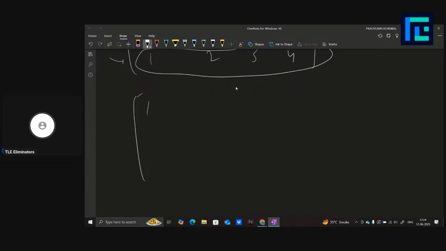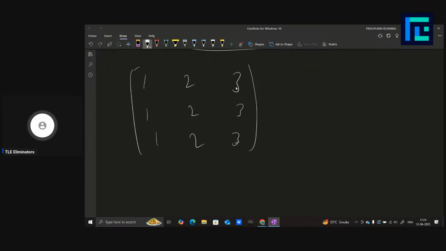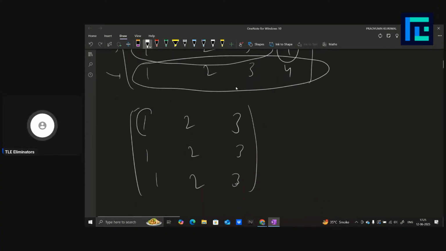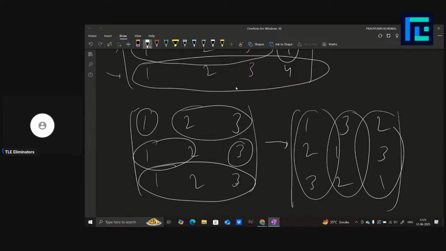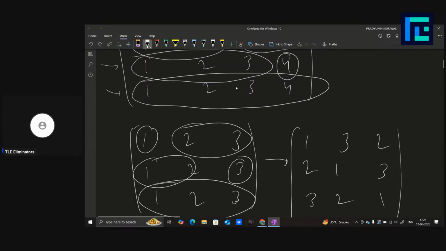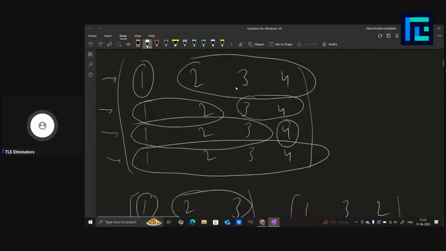And if n is odd, then what? 1 2 3, 1 2 3, 1 2 3, right? In this case also it's the same thing. Here you will do it like this, and this thing. So it will become 1 3 2, 2 1 3, and 3 2 1. So you can see that all are there. All right, so this should be fine.